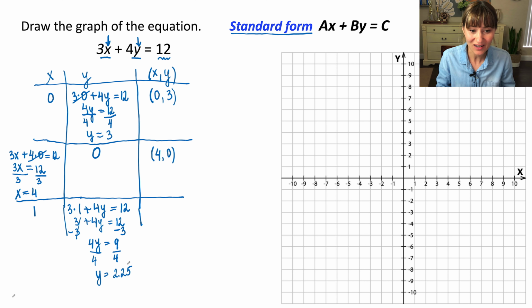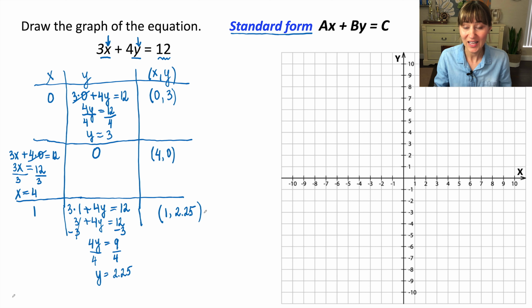It will be just a confirmation that our points line up. So let's write the coordinates. Starting with x, 1, and then the y-coordinate is 2.25. Very good. Now we can plot the points and draw a line. So let's go. The first one is 0, 3. So 0 for x, 3 for y.